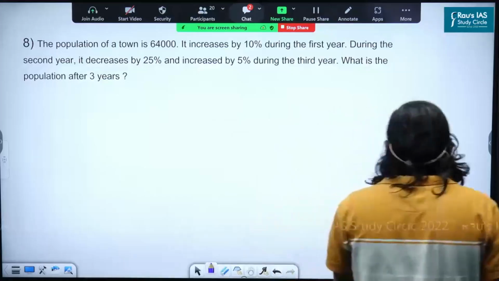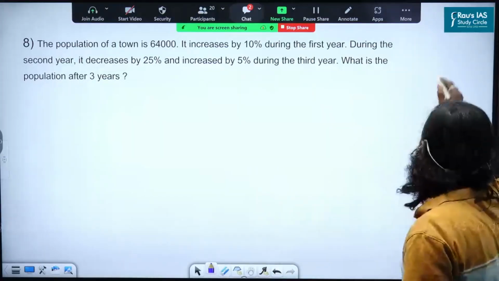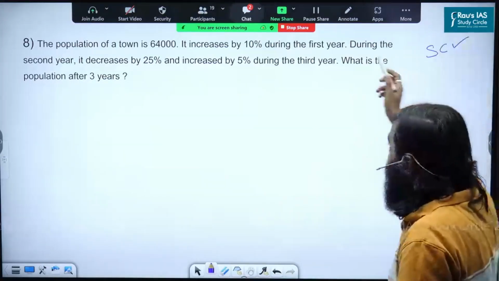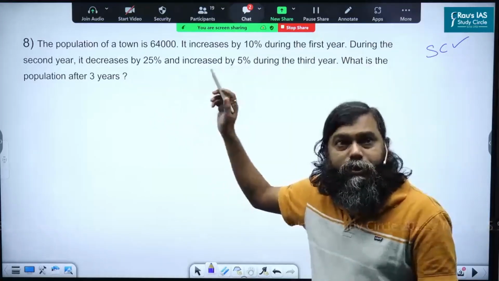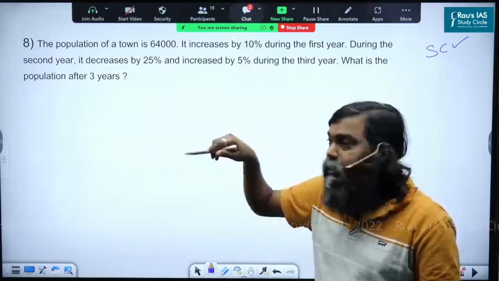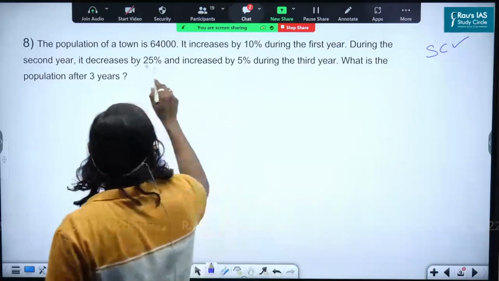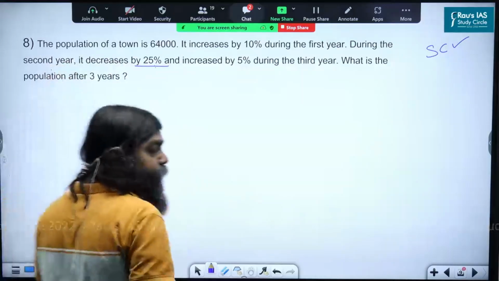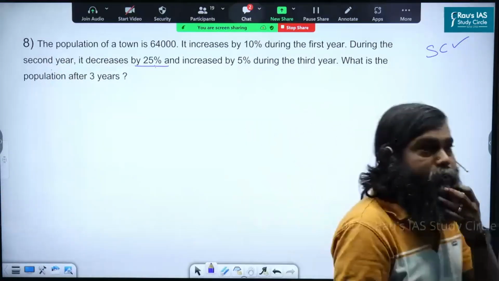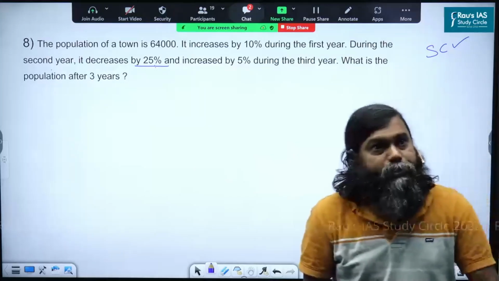Because the population base is changing. Yes, so this question is suitable even though the remaining or left out is not given. Still the question is suitable for successive changes. Why? During the second year, it is decreased by 25%, meaning 25% of the new population. Understood? So this question is suitable for successive changes.